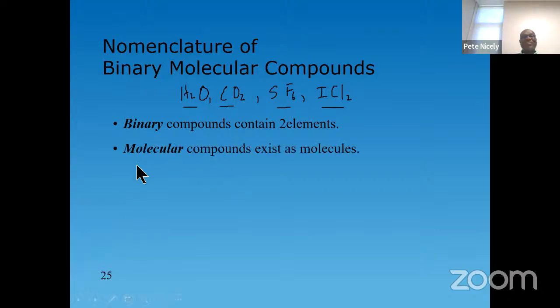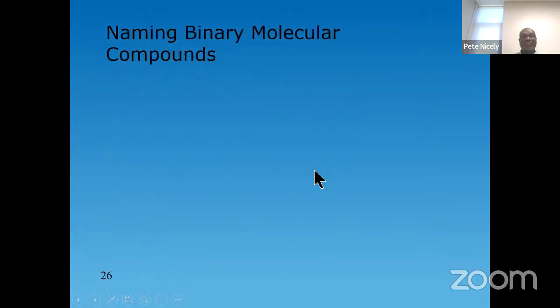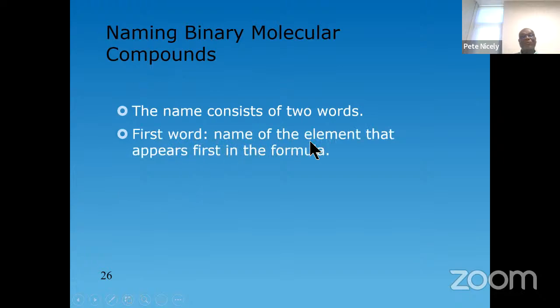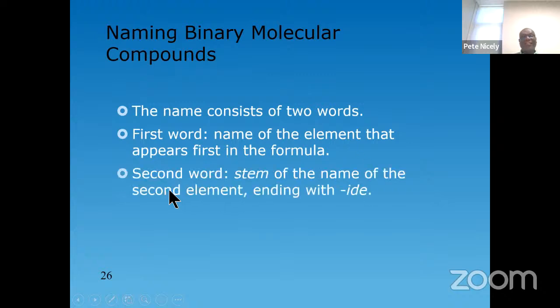We're talking specifically about molecular compounds, compounds that exist as molecules. So how do we name these compounds? The compound name will consist of 2 words. The first word is the name of the element that appears first in the formula. The second word is the stem of the name of the second element, but it will end with the suffix -ide. That's basically what it comes down to when naming binary molecular compounds.